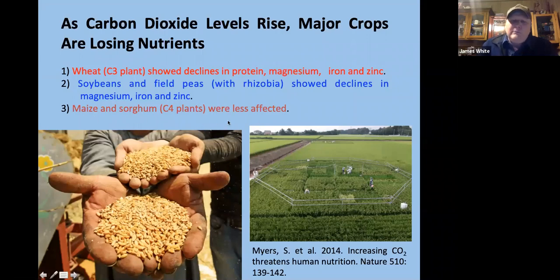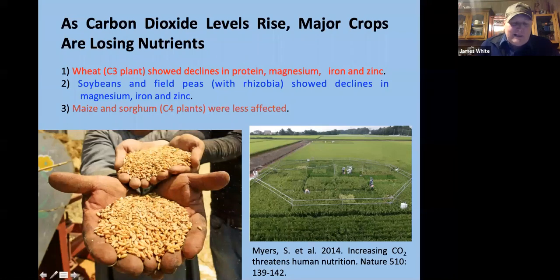Corn and sorghum are less affected by the carbon dioxide. They're C4 plants, and they handle carbon dioxide a little bit differently than the C3 plants, so they may be sequestering carbon dioxide, and it may not be having a negative effect. What we think is happening is that the carbon dioxide is going down into the soil. Because it's heavier than air, it accumulates in the soil, so carbon dioxide is going very high in the soil.